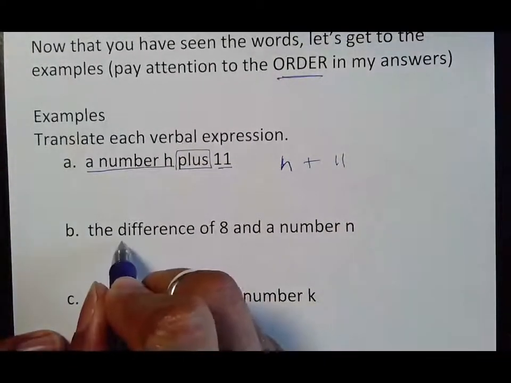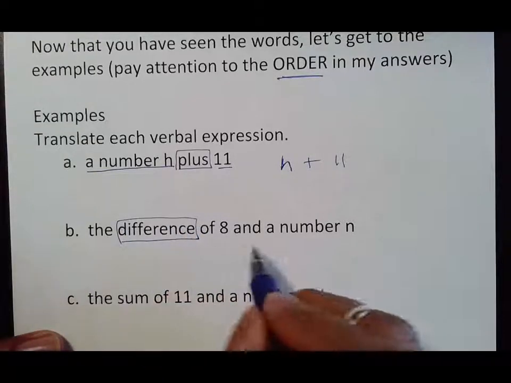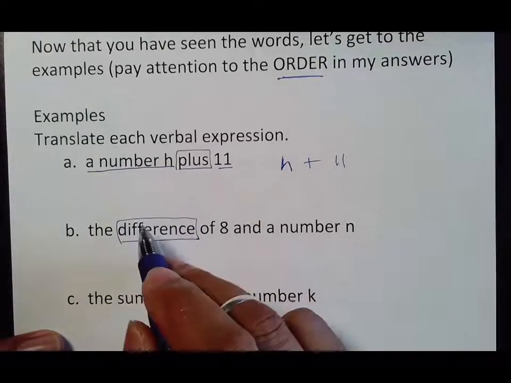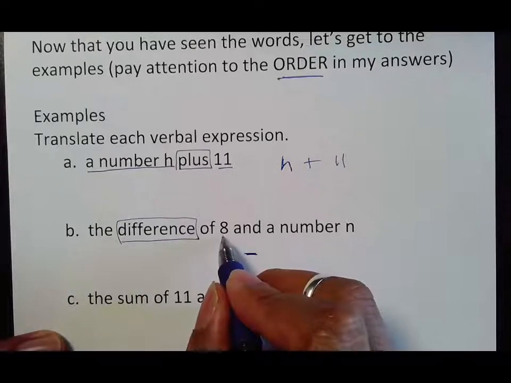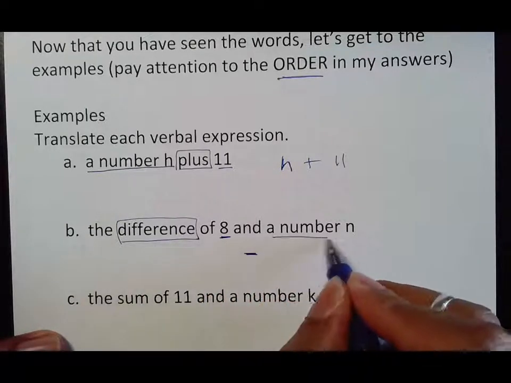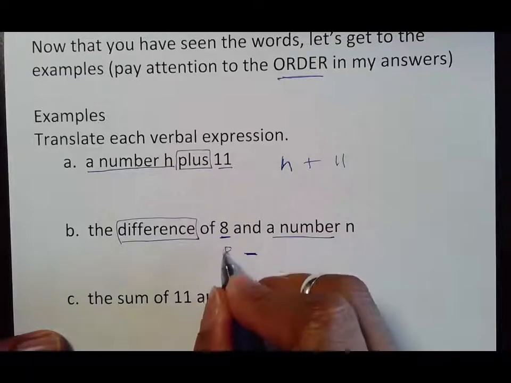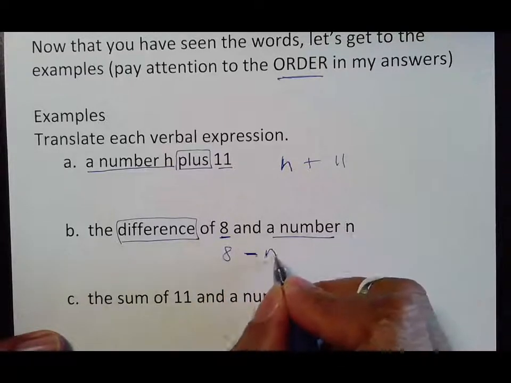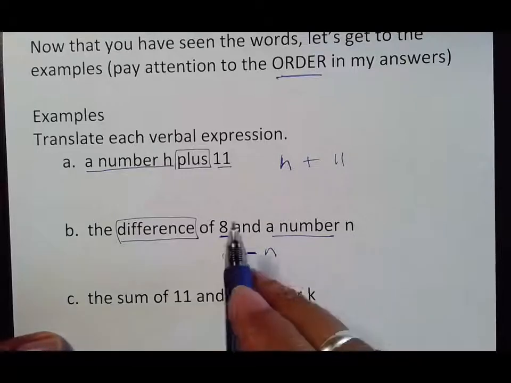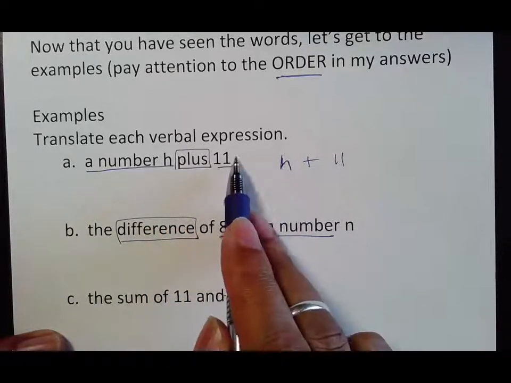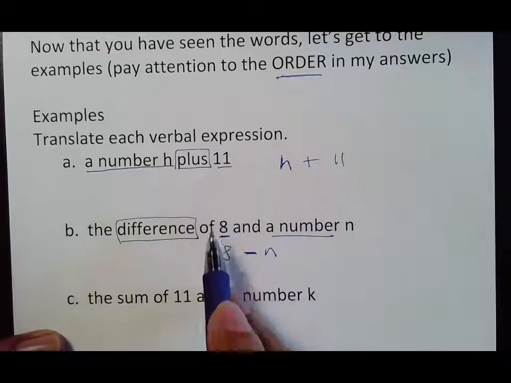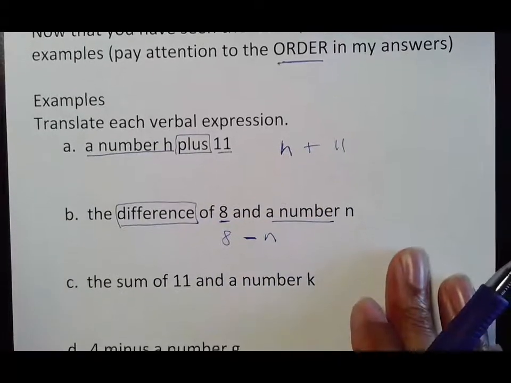The difference, again, key word here is difference of 8 and a number n. I remember that difference means subtract, so I can think subtraction. But look at the order, 8 and a number n, which means I want to use 8 first because 8 is stated first, and n second because n is what's stated second. That's really all that matters in the order. Again, h was first, so h went first, 11 was second, 11 went second. 8 was first, n was second, that's what it is.